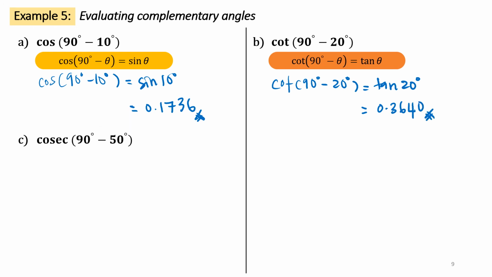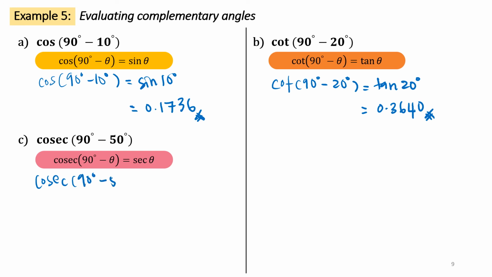For the last example, we have cosecant of 90 degrees minus 50 degrees, and based on the formula we have cosecant 90 degrees minus theta is equal to secant theta. Here our theta will be 50 degrees, so cosecant 90 degrees minus 50 degrees is equal to secant 50 degrees. We know that we cannot compute this directly in the calculator because we don't have any button for secant. So we rewrite that as 1 over cos 50 degrees, and again just input that into our calculator and we will have 1.5557.